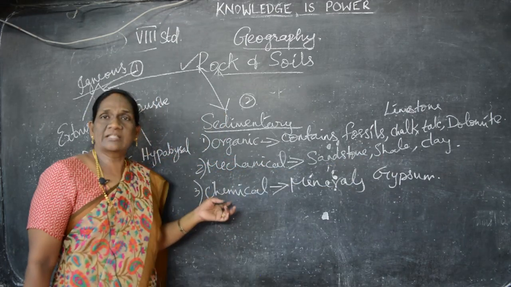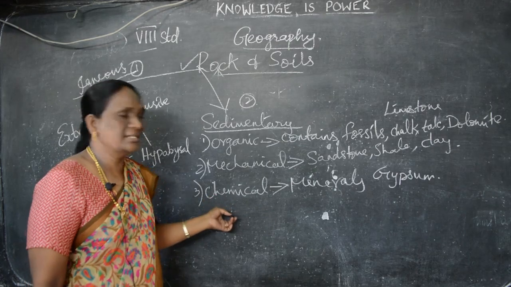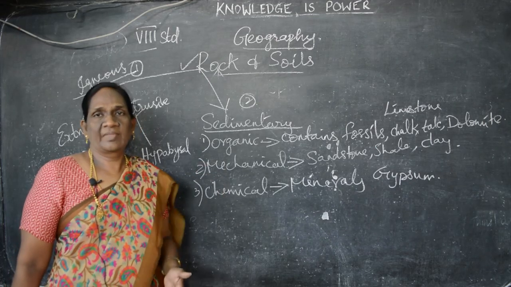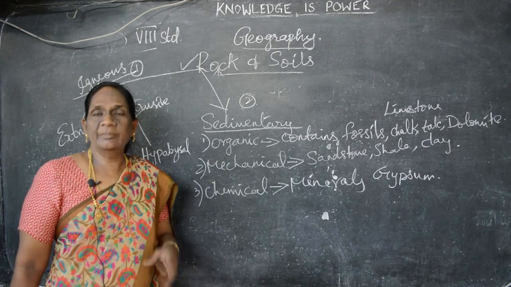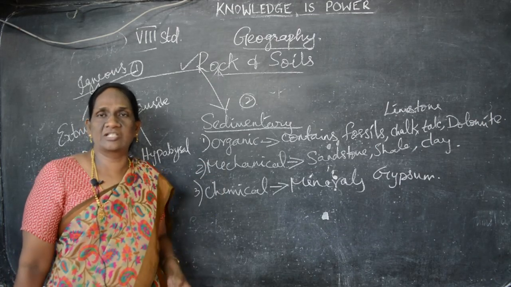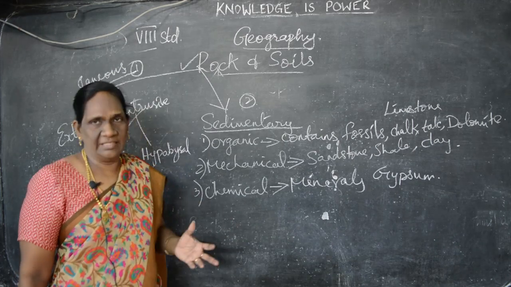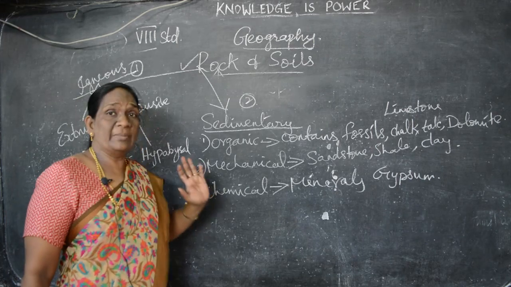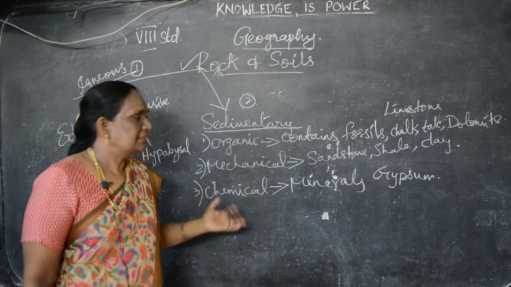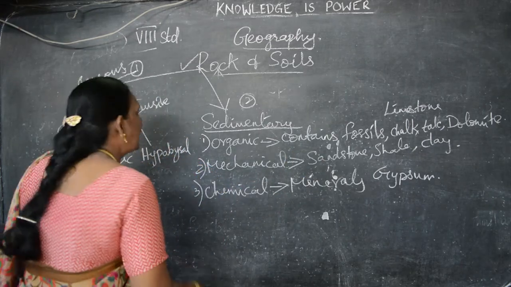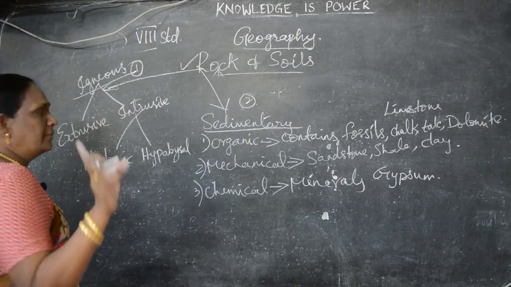And the third one is chemical sedimentary rock. It is the changing of the minerals because of evaporation, precipitation, rainfall, sunlight, heat, pressure, all these. Understand? So it is because of the chemical reaction. The example is gypsum. Okay. Now, we will pass on to the third one, metamorphic rock.